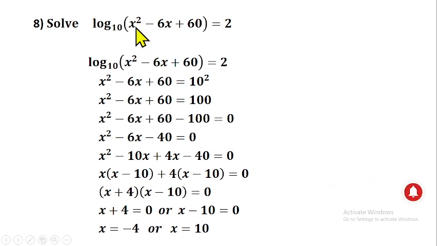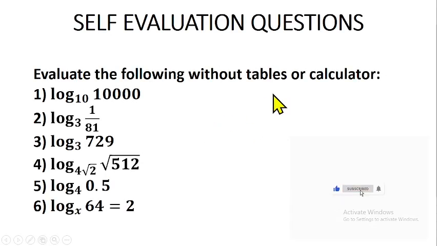You can also use this one to confirm as well. Put your minus 4 here. Minus 4 squared will give us 16. Then put your minus 4 here. Minus 6 times minus 4 will give us plus 24. Plus 24 plus 16 will give us 40. 40 plus 60 will give us 100. So log of 100 base 10 will give us 2 as well. So that means this is correct. Are we there?